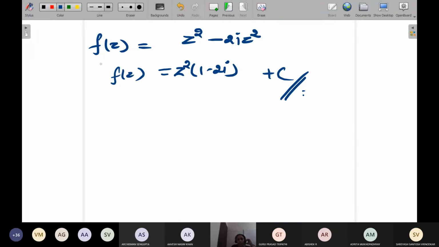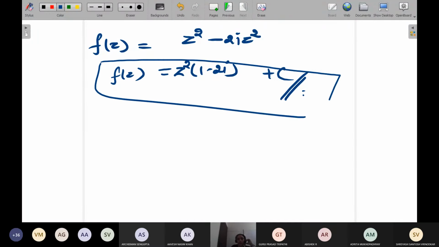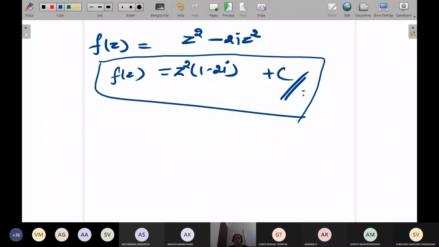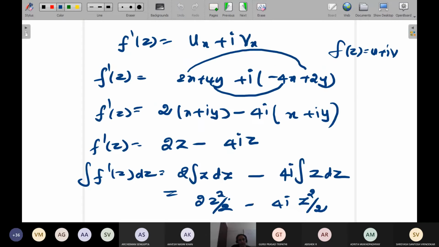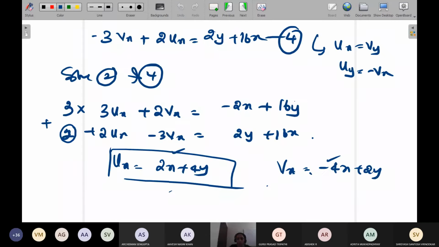This is without using the Milne-Thomson method. The problem I have solved here is without using Milne-Thomson method. I have directly solved it. If you want to use the Milne-Thomson method, after finding ux and uy, again you can replace u in terms of v or v in terms of u, any one variable.